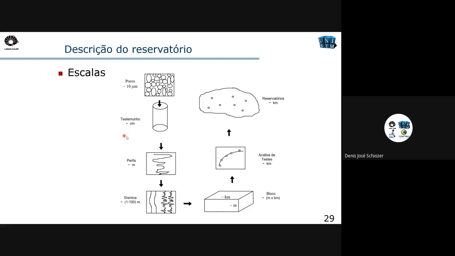We have pieces of the reservoir, testemunho in Portuguese, I forgot the word now, but a piece of the reservoir that is in centimeters. But at the end, we have to simulate the porous media, okay? So we're going to integrate all these different scales into our model. And this is one of the main limitations. We're going to learn a little bit about how to overcome these limitations in the process. Okay?